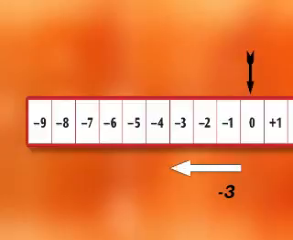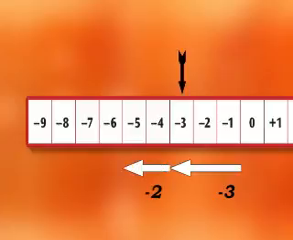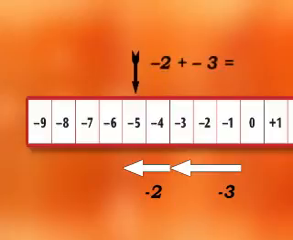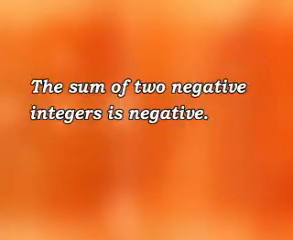Minus 3, that's minus 1, minus 2, minus 3. And then we add minus 2. So we get minus 4, minus 5. So we can see on the number line that minus 2 plus minus 3 becomes minus 5, because the sum of two negative integers is always negative.